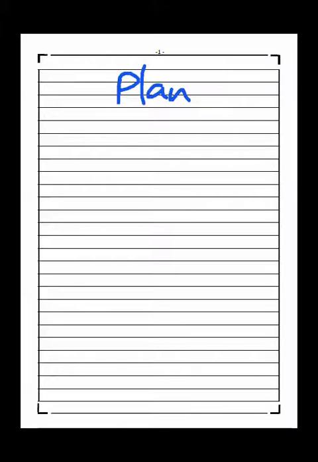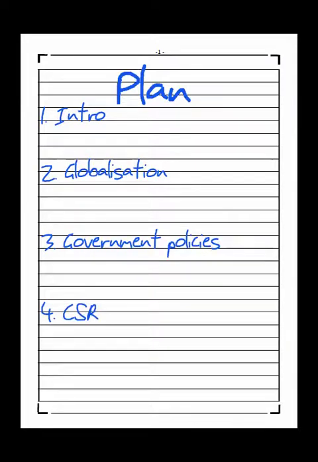I would write nice and big, "plan," to make it clear this is the plan. And then I would go, all right, what am I going to write? Introduction, okay, that's one way to fill a line. And then I would pick globalization, government policies, corporate social responsibility, and then I'll have a conclusion.